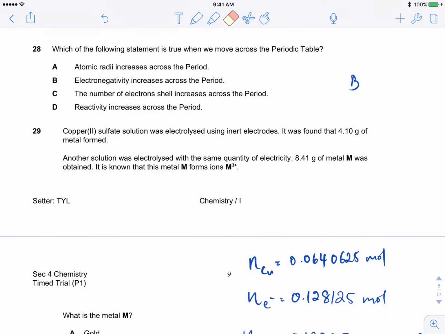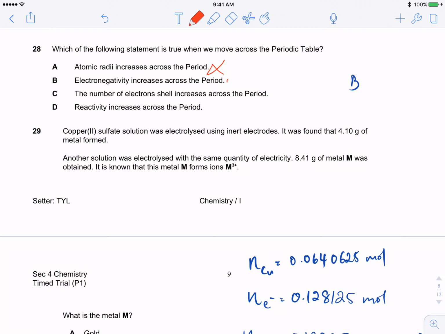Yes, answer is A. Question 28. Which of the following statements is true when we move across the periodic table? So this is just a recall question about the periodic table. From left to right, atomic radius increases across the period. Wrong. Atomic radius should decrease across the period as shielding stays about constant. Effective nuclear charge increases. Pull closer towards yourself, then radius decreases.